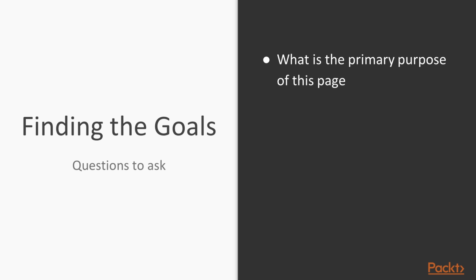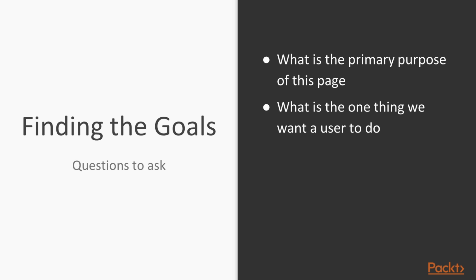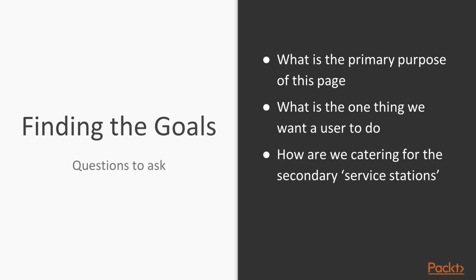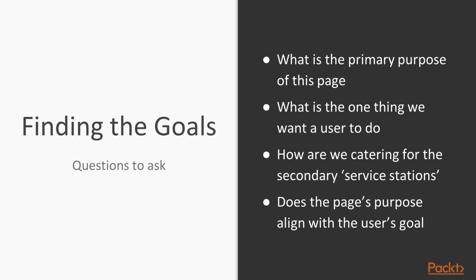Ask yourself, what is the primary purpose of this page? What's the one thing that we want our users to do? And also, how are we catering for the secondary service stations? The bits where you need to stop the car and get a leg stretch. And then the final question is, does the page purpose align with the user's goals?